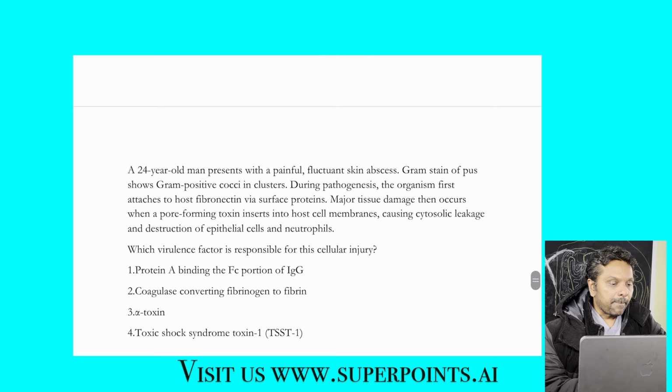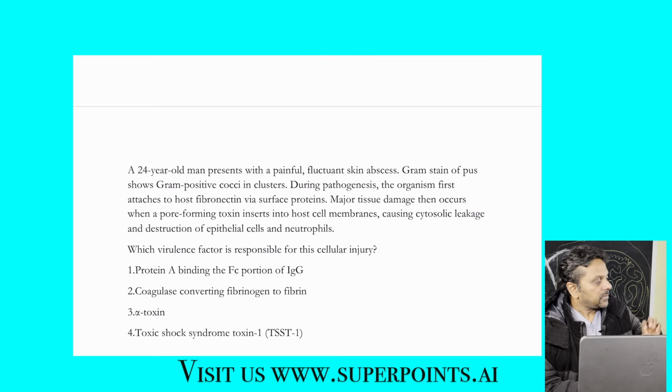Next question: a 24-year-old man presents with a painful fluctuant skin abscess. Gram stain of pus shows gram-positive cocci in clusters. During pathogenesis, the organism first attaches to host fibronectin via surface proteins. Major tissue damage then occurs when a pore-forming toxin inserts into host cell membranes, causing cytosolic leakage and destruction of epithelial cells and neutrophils. Which virulence factor is responsible for this cellular injury? This is a very interesting question. Go ahead and choose one of the best answers among these four options.